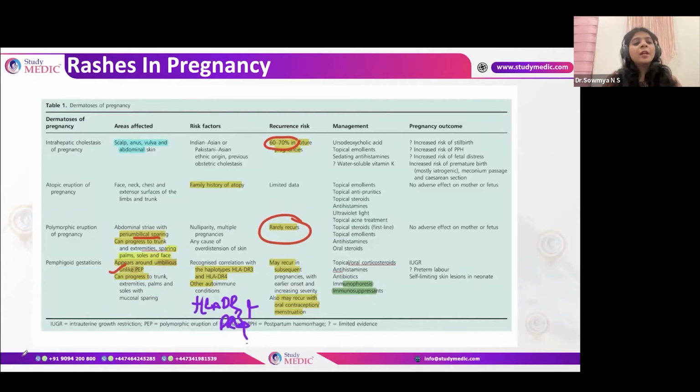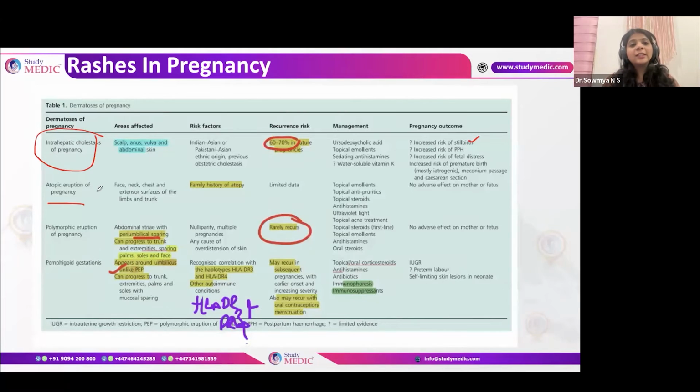Now, rashes in pregnancy. So there are a few very important things. Intrahepatic cholestasis of pregnancy, which has a greater morbidity for the baby and the mother. There could be a risk of stillbirth, PPH, and all those things. And there are no rashes in this. They will have severe itching, but no rashes.